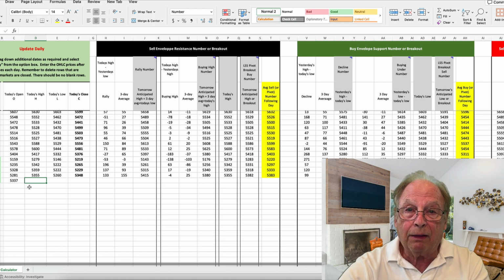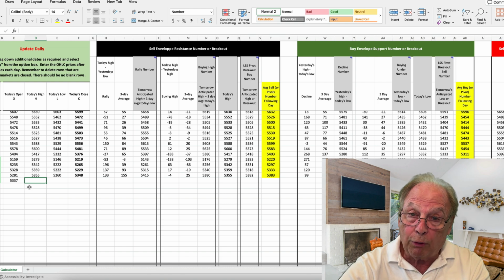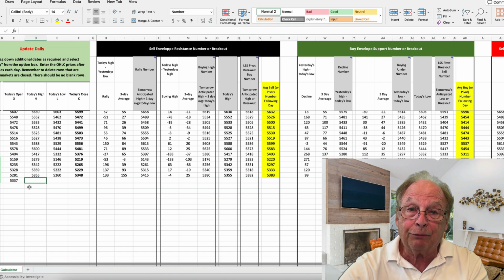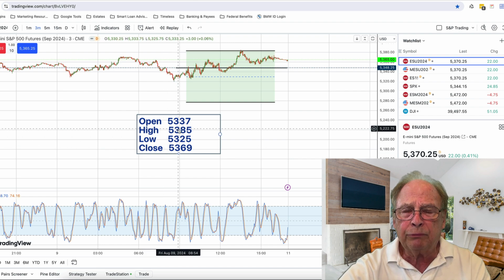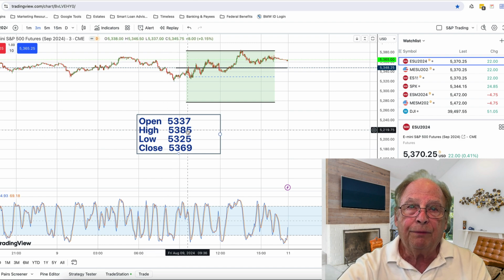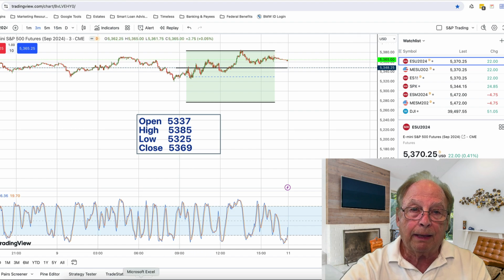I do have another calculator where I do use decimals, and that's more appropriate, more accurate for markets that trade in a very narrow range where decimals do matter. So now I have to put in Friday's high. So I go back to my chart, Friday's high, and I wrote these numbers down previously: the open, high, low, close. The high was 53.85. Go back to my calculator.